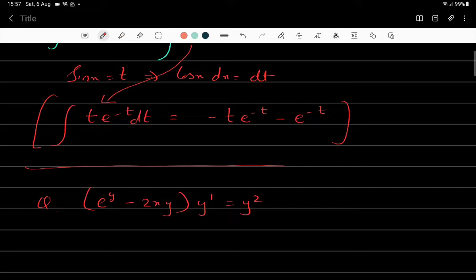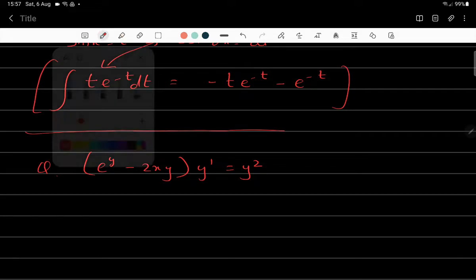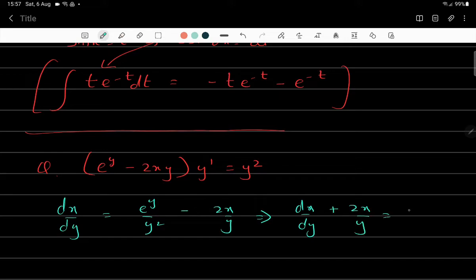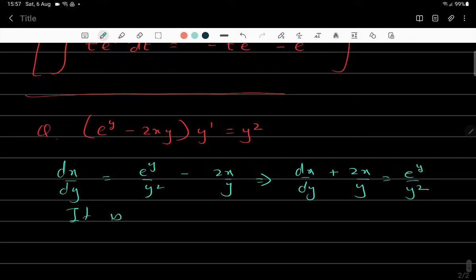So nowhere can you write it in the form y dash plus p of x y is equal to q of x. But if you write it as dx by dy, so dx by dy is e raised to the power y by y square minus 2x by y, which is dx by dy plus 2x by y is equal to e raised to the power y by y square. It means it is a linear differential equation in x.